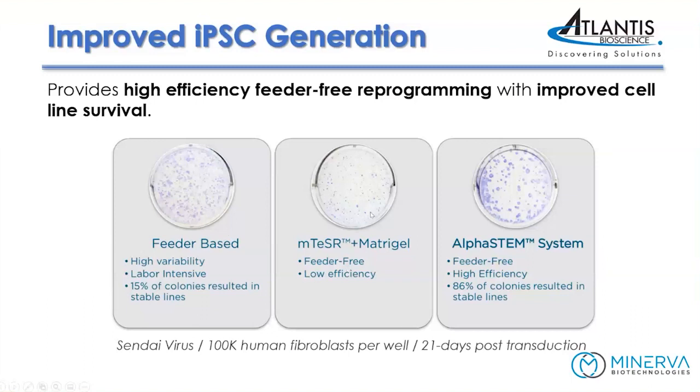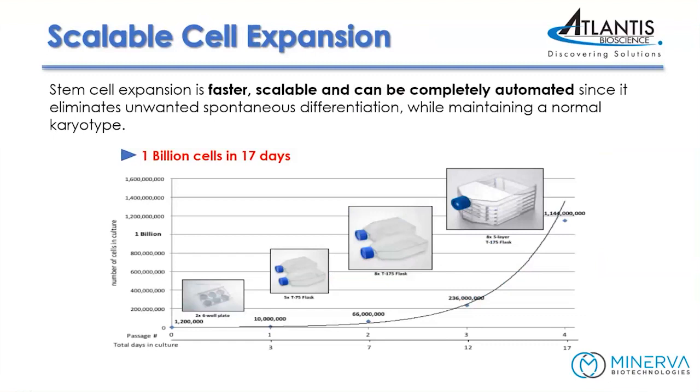So one of the advantages of using the alpha stem medium is that it provides improved iPSC generation. Comparing it to the feeder-based or the mTeSR media where FGF is being used, the alpha stem media is a lot simpler and has a higher cloning efficiency.